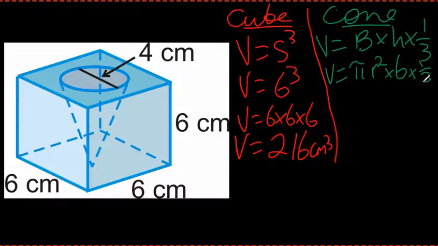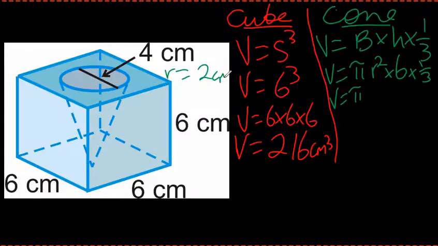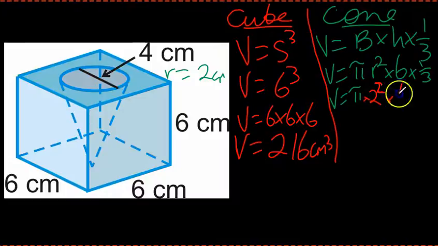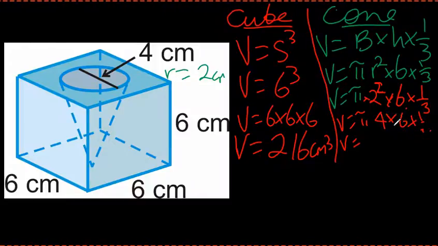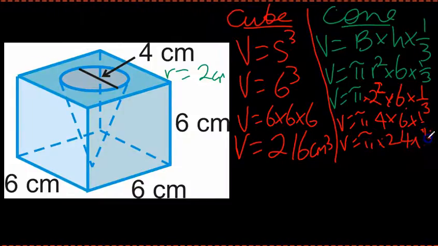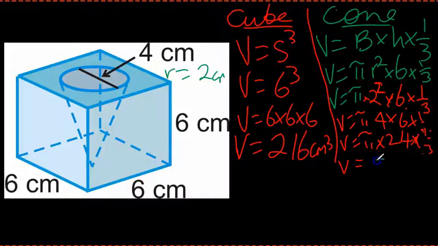By the way, the diameter is 4, so the radius is going to be 2. So it's pi times 2 squared times 6 times 1/3. This is pi times 4 times 6 times 1/3, and 4 times 6 is 24. So pi times 24 times 1/3. 1/3 of 24 is 8, so it should be 8 pi.